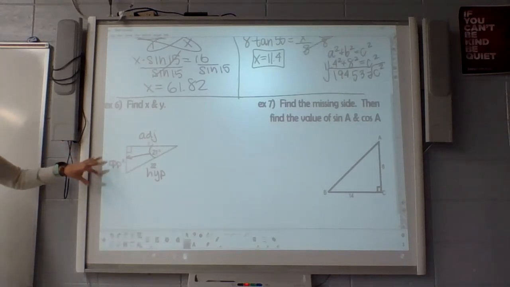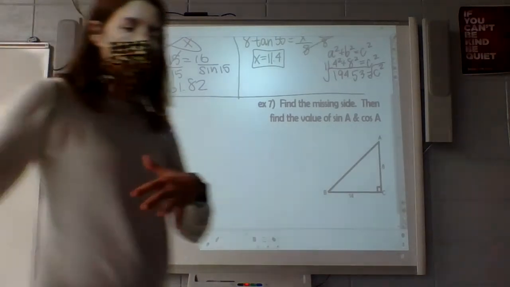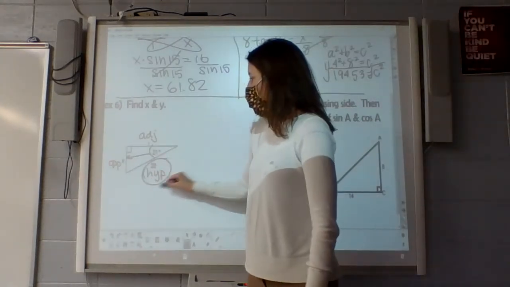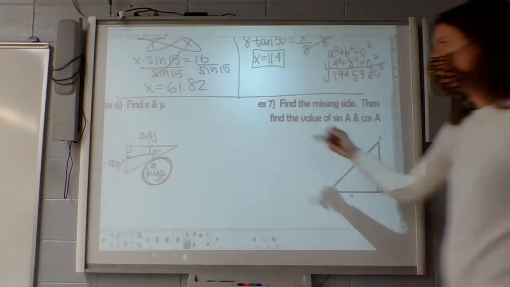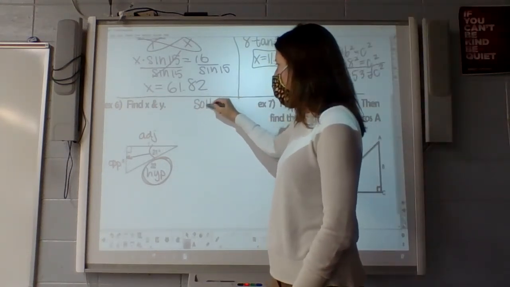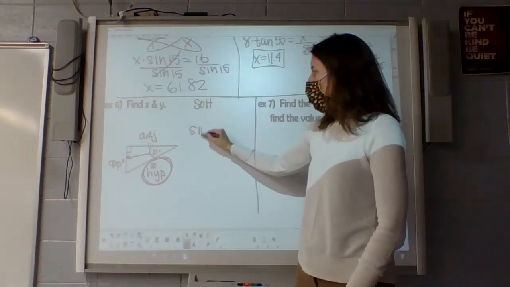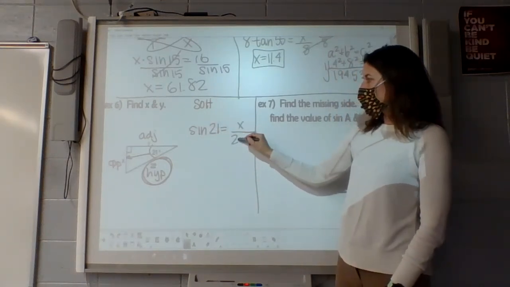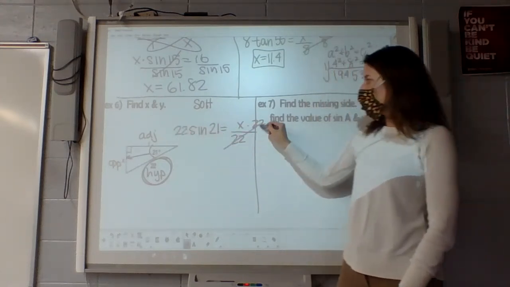I labeled everything as opposite, hypotenuse, adjacent. Which trig function did you guys choose to use? Sine or cosine probably would be my choice because we know the hypotenuse. So since we know that, we want to use that in some way. So either sine or cosine would be best. Since I heard sine first, I'm going to do that. So sine of 21 equals O over H, so x over 22. So in order to get that x alone, we're going to multiply by 22.